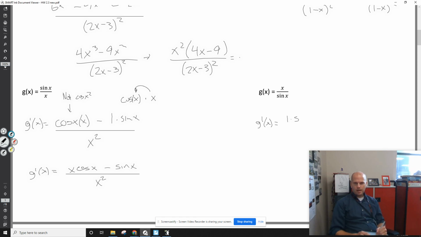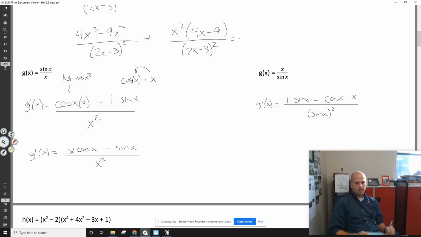Derivative of the top times the bottom minus the derivative of the bottom times the top. Don't multiply that x into that cos x, all over the bottom squared. Know that sine x quantity being squared is the same as sine not x squared, but sine squared x. This is the notation for sine being squared.